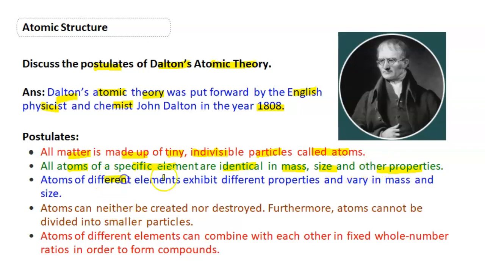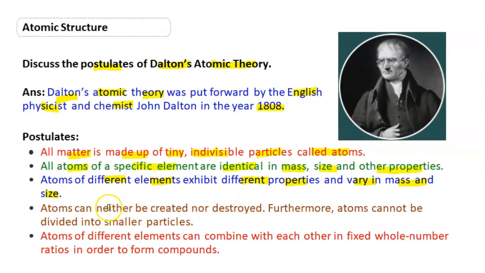Similarly, atoms of different elements, if we take atoms of two different elements, for example hydrogen and oxygen, or iron or carbon, will exhibit different properties and vary in mass and size. That means their mass, size or other properties will be different. That means they will differ in all respects.